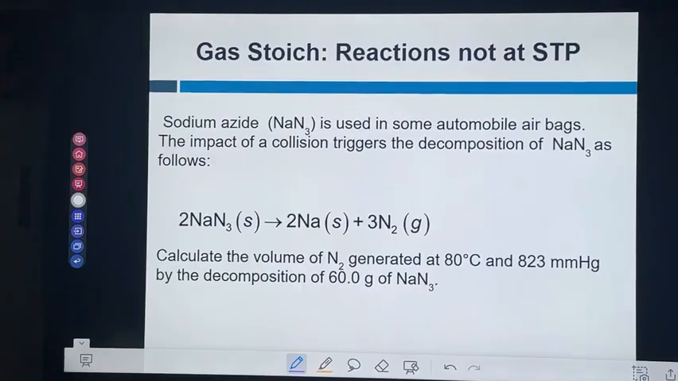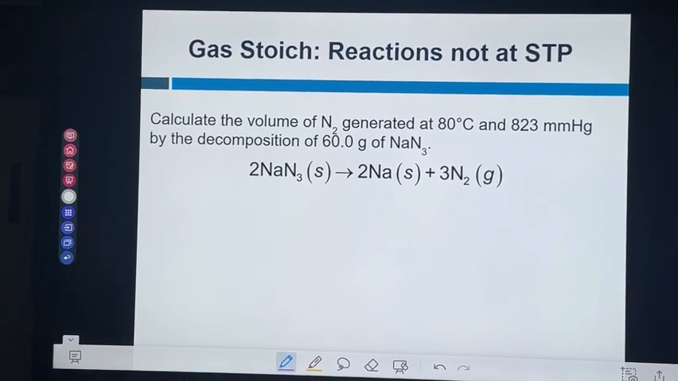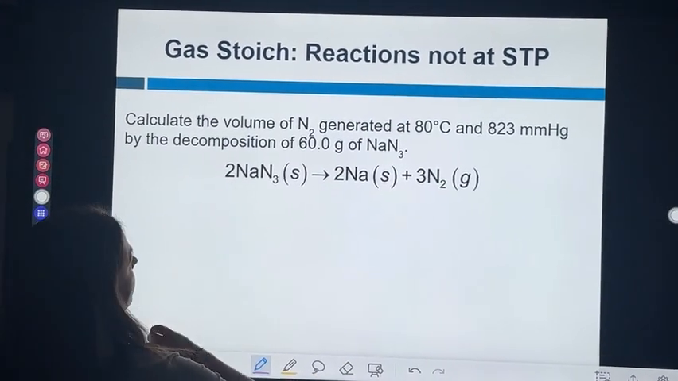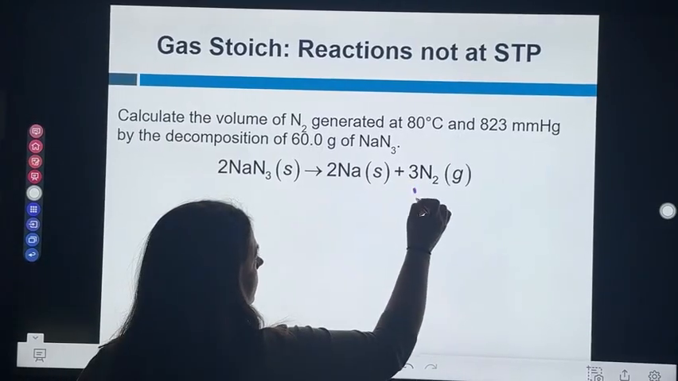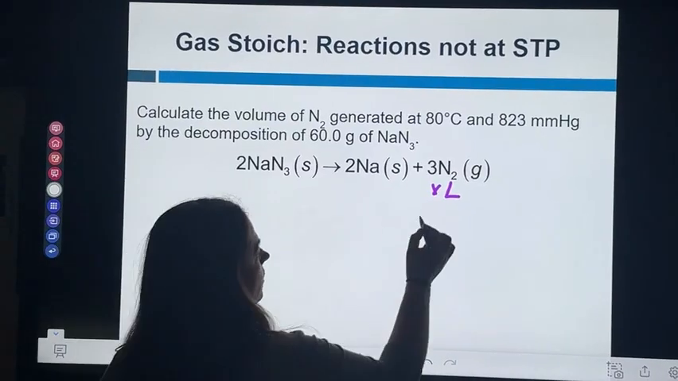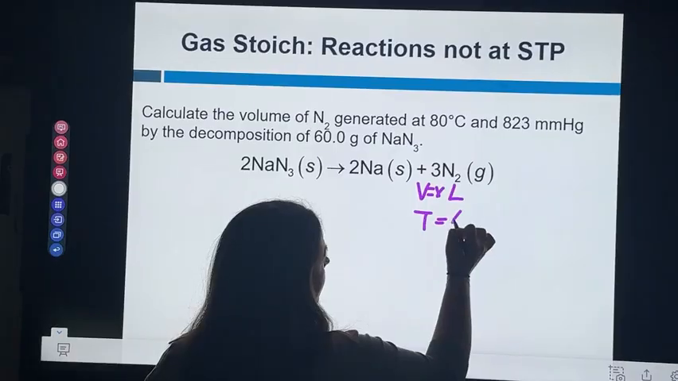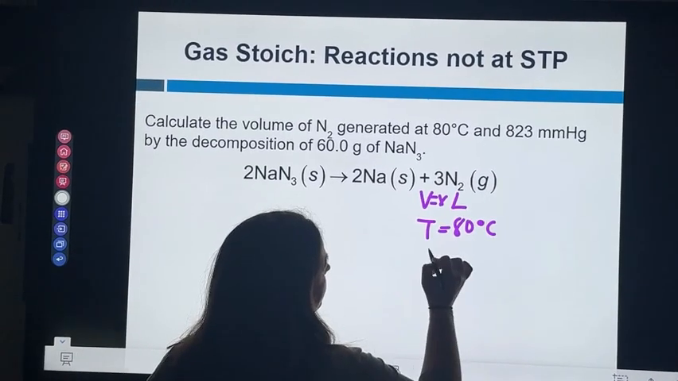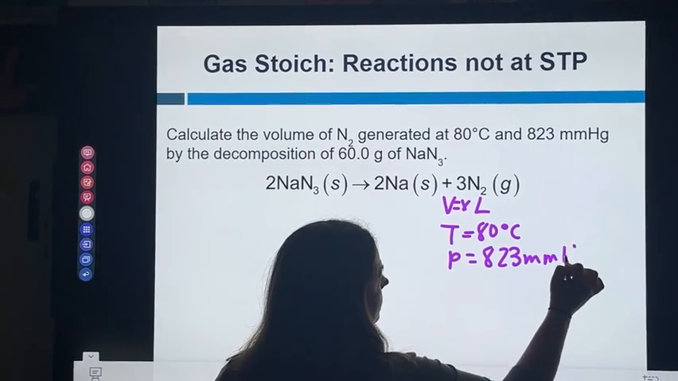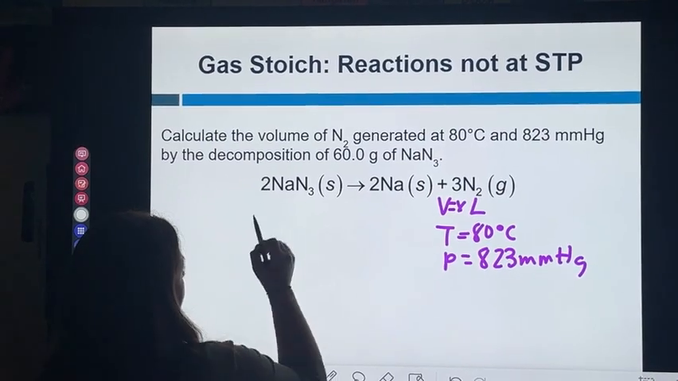I put it here, I'm going to solve on the next page, just so I have more space to solve. I just wanted to set it up for the scenario on the previous one. Okay, so we want to calculate the volume of N2. So we're looking for volume, that's going to be our X. The temperature is 80 degrees Celsius. The pressure is 823 millimeters of mercury.